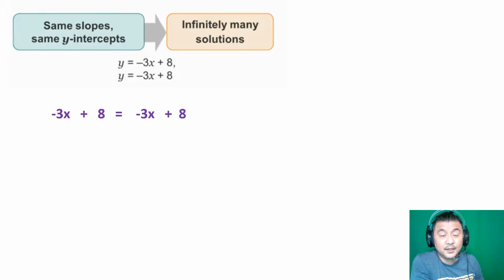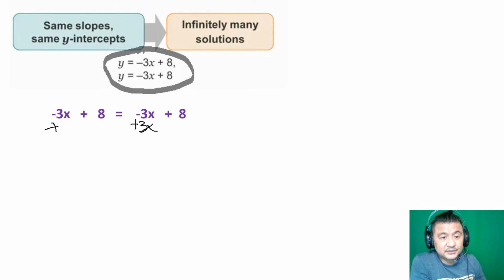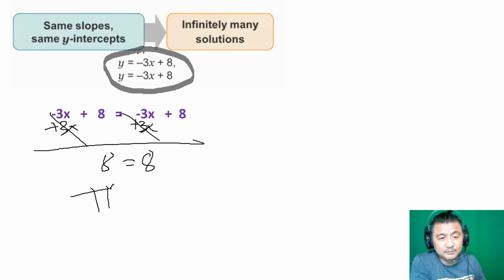Okay, next. For the next example, let's graph both of them. But look, they're equal to each other, right? So let's solve for x first. What will happen? Guess what? I want the x to disappear, so plus 3x for you, plus 3x for you. That cancels out, that cancels out, so 8 is equal to 8. That's a true statement. Whatever you plug into x, it will make that statement true. That means what? They're the same line.